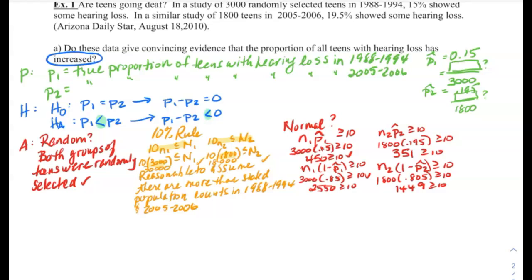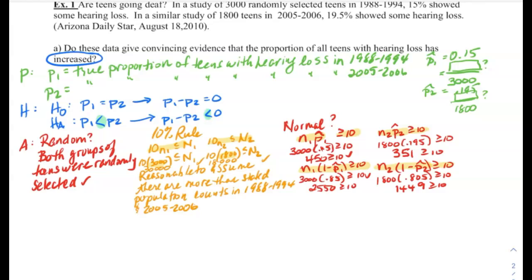And then for normal, I have to check the size and the proportion is more than 10. In the first group, that's a 3,000 with the 15%. And then I've got to check them again for the 1 minus p. So that's the 3,000 again with 1 minus 15. And then I got to check it again for the second group and the second proportion, and then the second group and 1 minus the proportion. And again, if these were only more than 5, we would still continue. They're all more than 5 or more than 10, so it works.